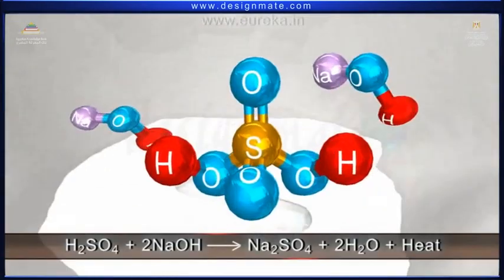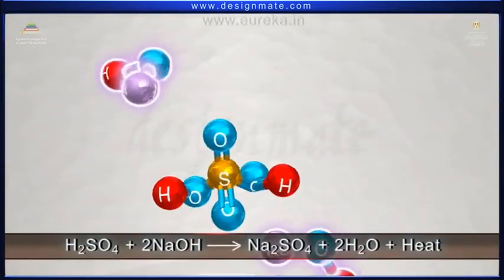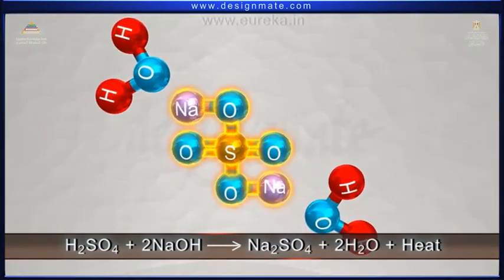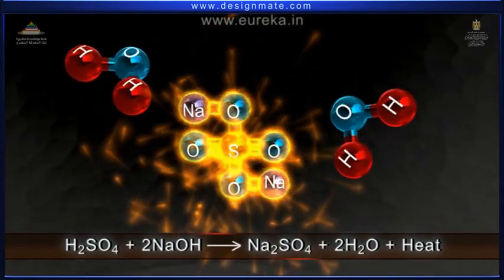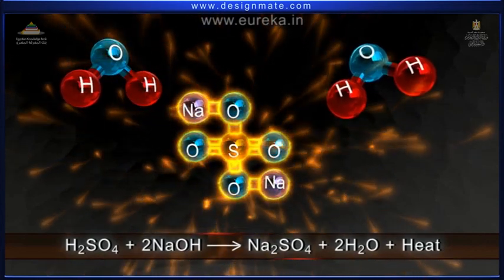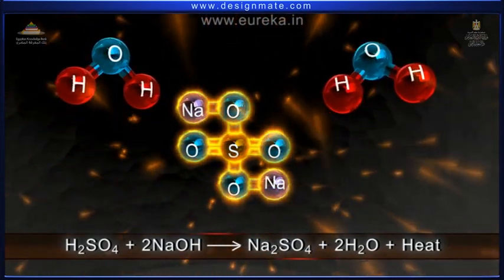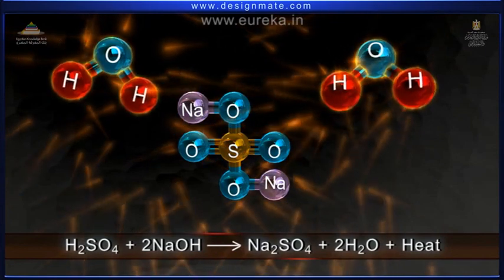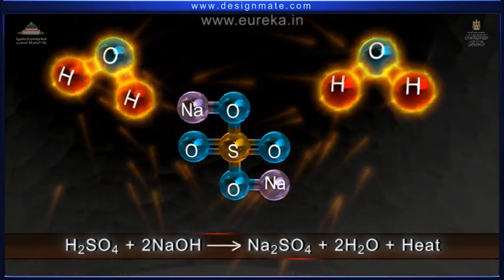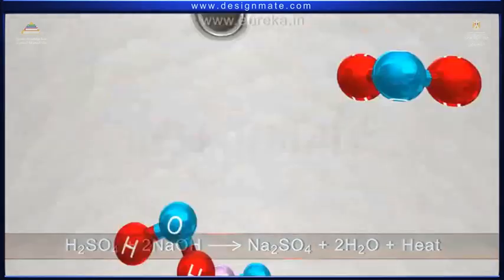Here, sulfuric acid and sodium hydroxide react to produce sodium sulfate, water, and some amount of energy in the form of heat. This released energy is absorbed by water molecules as its specific heat capacity is very high. This raises the temperature of the solution.